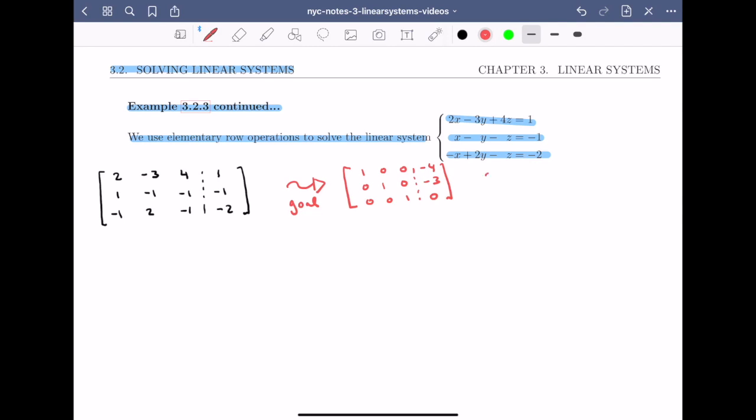In particular, from the first row, x has to be equal to minus 4, from the second row, y has to be equal to minus 3, and from the third row, z has to be equal to 0.